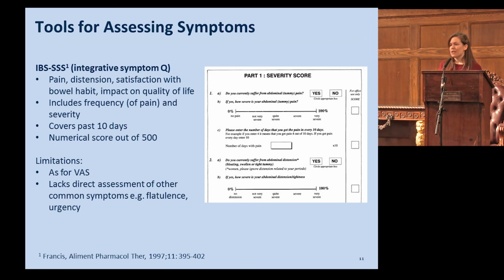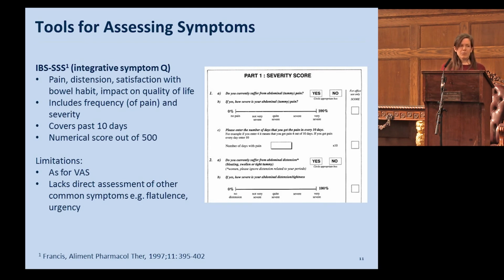And again, it has the limitations of the visual analogue scale, being that it's made up mostly of visual analogue scales. It also lacks an assessment of other symptoms which might accompany IBS, like flatulence and urgency, and the frequency and consistency of bowel motions doesn't contribute to the score, so it lacks that assessment. But in combination with other measures it might be a useful tool.